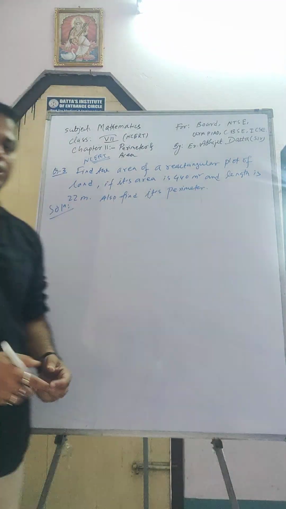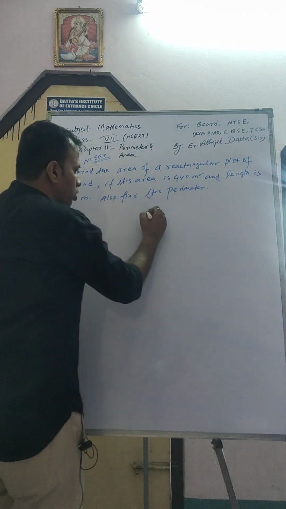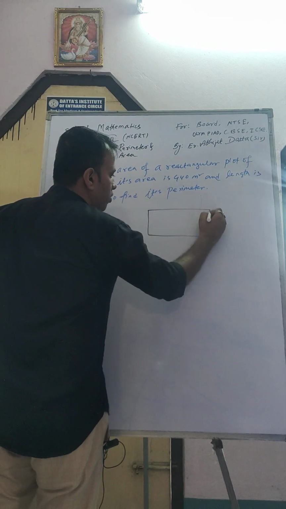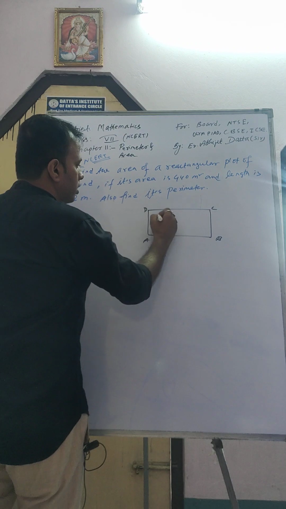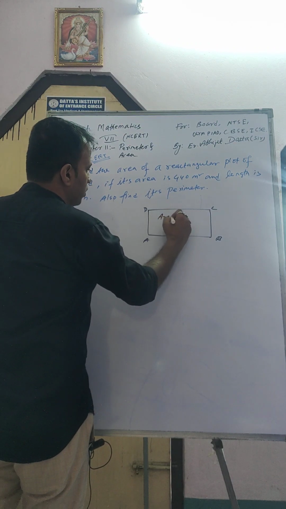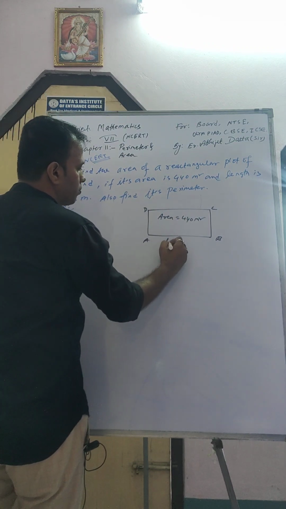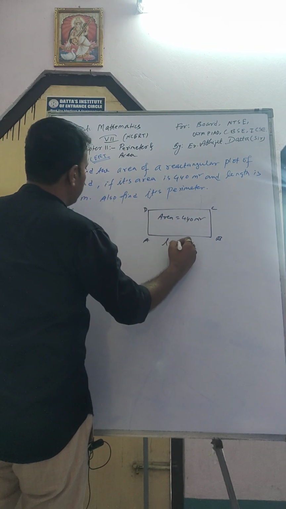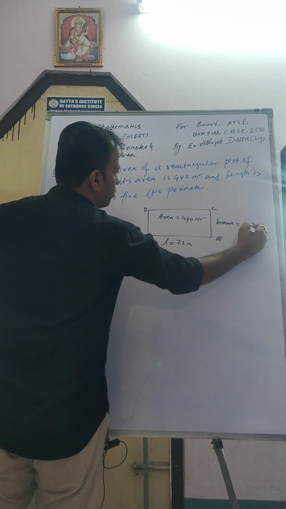So our third question is like this. Find the area of a rectangular plot of land if its area is 440 meter square and length is 22 meter, and also find its perimeter. So first I try to draw the rectangle, and its area is given as 440 meter square, and the length is given as 22 meter. Breadth is what? We have to find it.